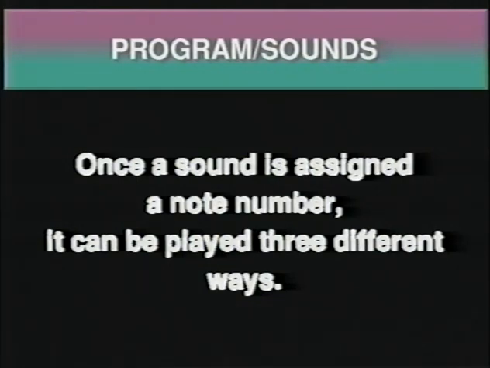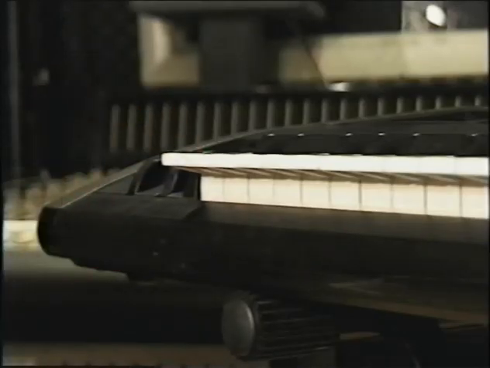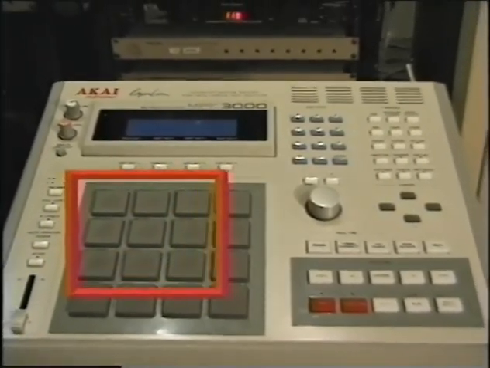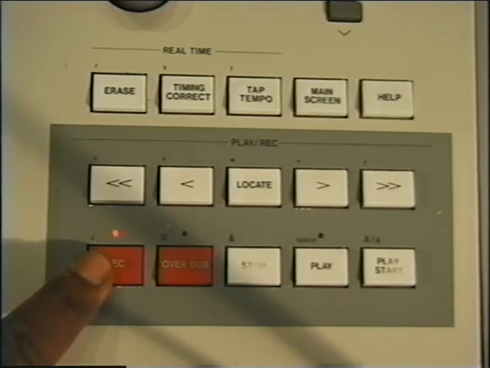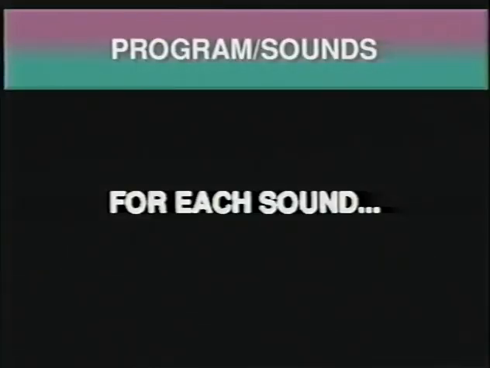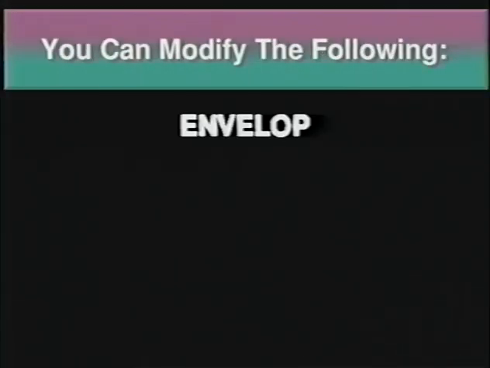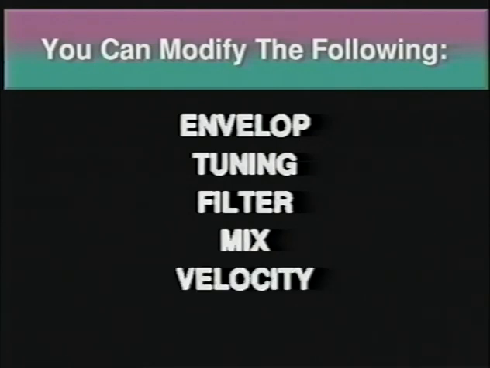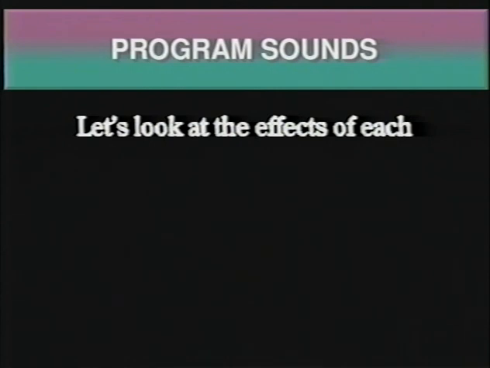Once a sound is assigned a note number, it can be played in 3 different ways. You can play it from a keyboard, or you can hit a front drum pad, or by a sequence. Most times we at Sample Kings use sequences to do this. For each sound, you can modify the envelope, tuning, filter, mix, or velocity response data. Let's look at the effects of each.